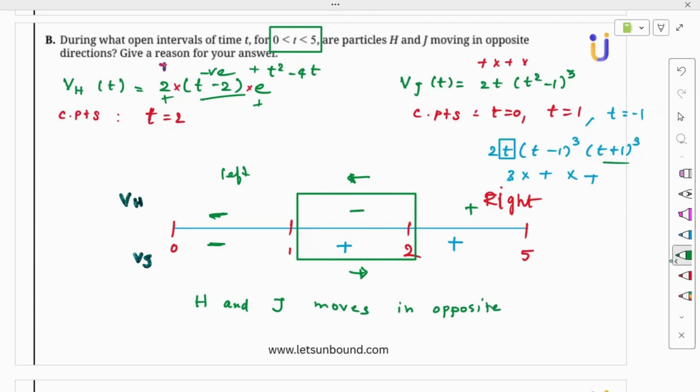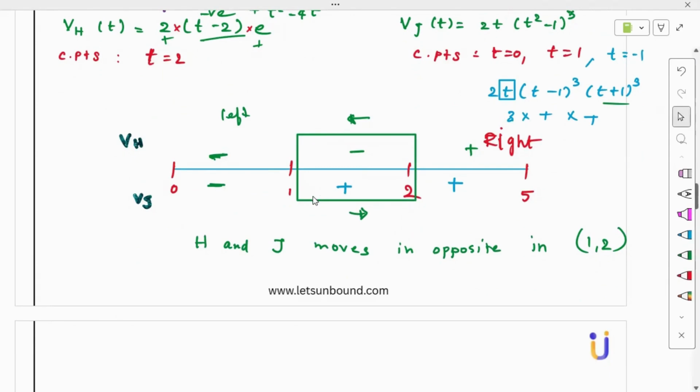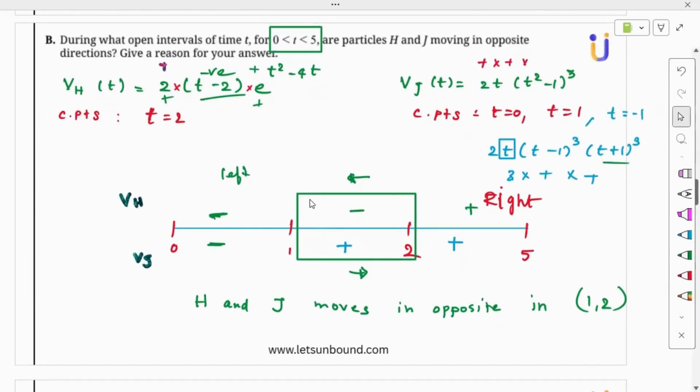Opposite direction in the open interval (1, 2). We don't know what exactly 1 and 2 are, they are zeros, right? Okay, so give a reason for your answer. This sign diagram is a very standard reason here. But still you can say the velocity of H is less than 0, which means it's moving leftwards, and J is moving rightwards. It has a positive sign. So they are moving in opposite directions there, and in the other parts they are not, right? So you can explain that.